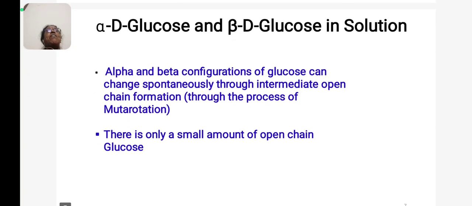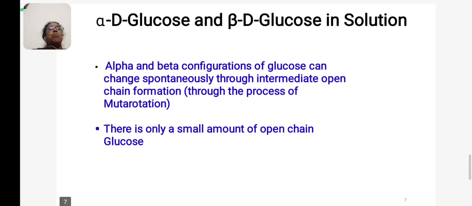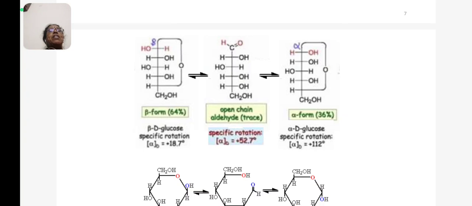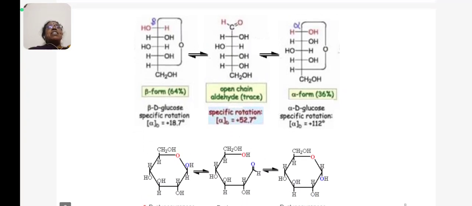If we take alpha D-glucose and beta D-glucose in solution, what happens? The alpha and beta configurations can change spontaneously through an intermediate open chain formation through the process of mutarotation. There is only a small amount of open chain glucose present. We can explain this using the following structure. The Fischer structure, the open chain structure, is in the middle. A trace amount is present. For this, the optical rotation value is 52.7.